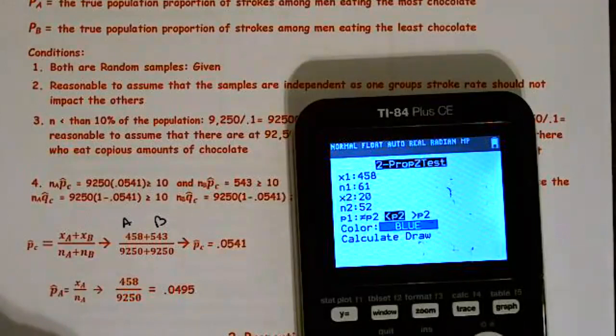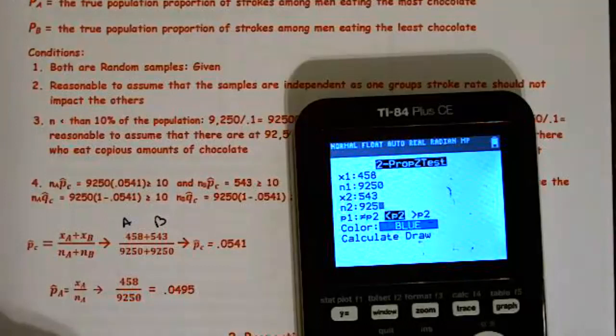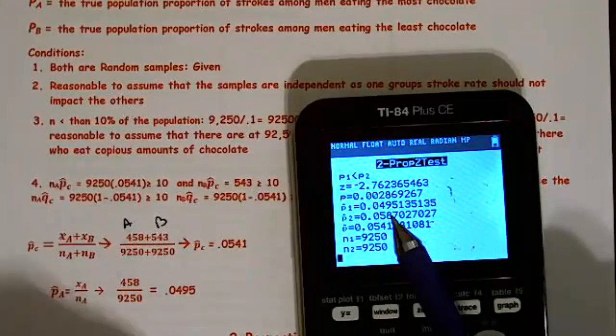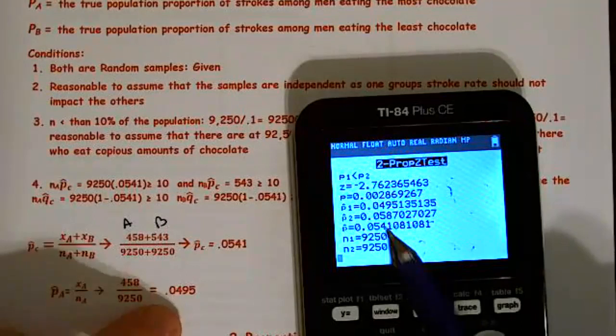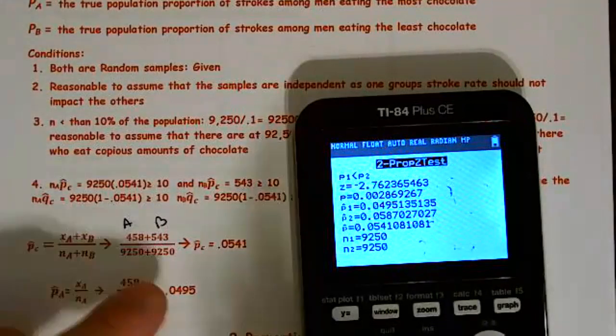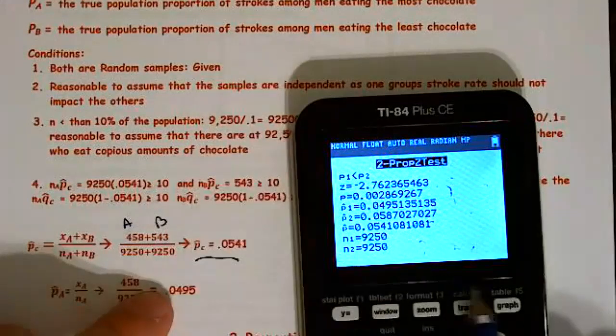458 out of 9,250, and 543 out of 9,250. I make sure I have the direction going the right way, and I do. And I end up getting 0.0495 right there for p hat A, but I need my p hat C. So my p hat C is 0.0541.